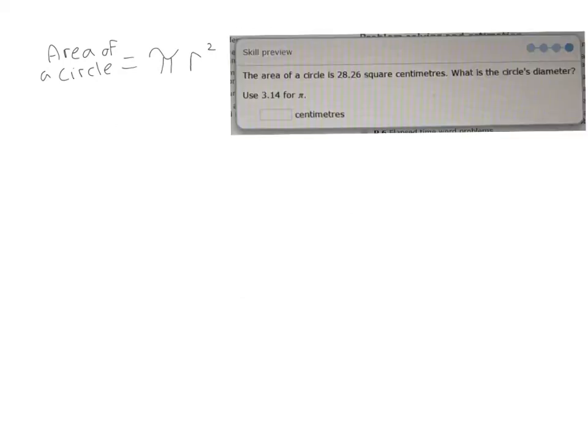In this last example, it's getting us to use our algebraic skills again, where it's given us the area and we have to solve for the radius. So let's read it. The area of a circle is 28.26 square centimeters. What is the circle's diameter? Notice it's not asking for the radius, it's asking for the diameter. Don't fall in that trap. So let's fill in what we have. The area is 28.26 centimeters squared equals pi, which we know is 3.14, times the radius, which we don't know, but we know that it is squared.